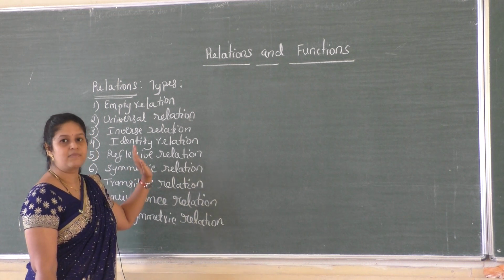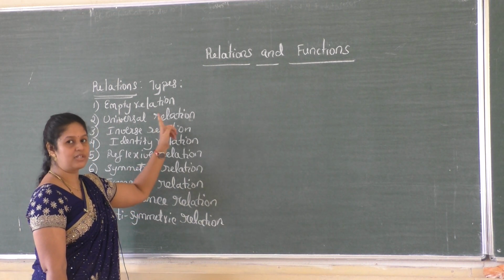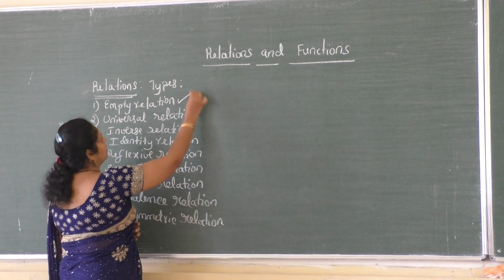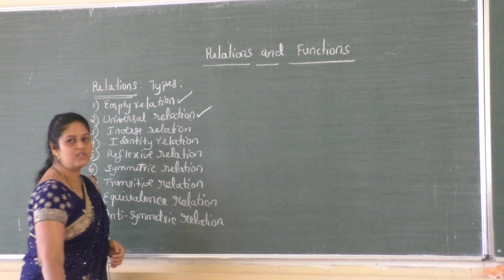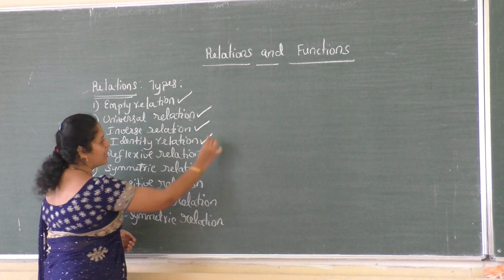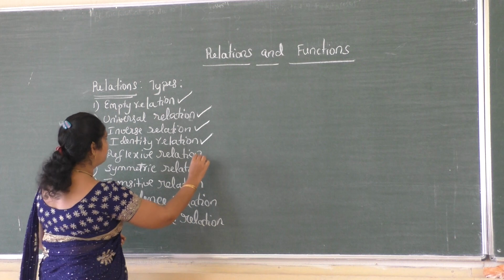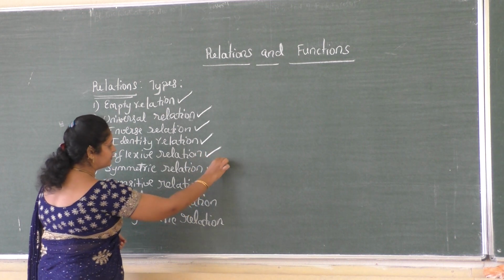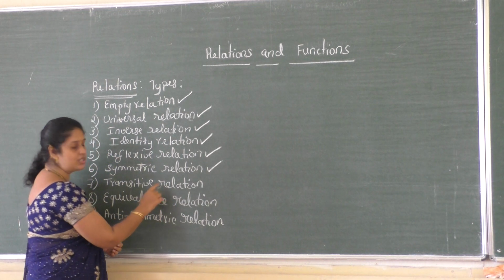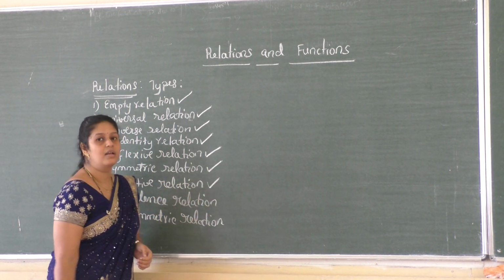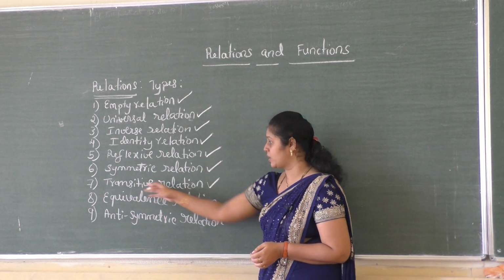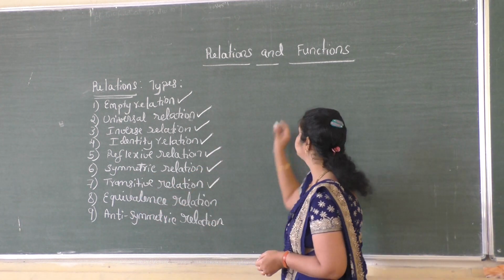So last class we studied types of relations, that is empty relation and universal relation. Also about inverse relation, and we studied identity relation, reflexive, symmetric, and also transitive relation. Okay, now again I am going to explain what is transitive relation.